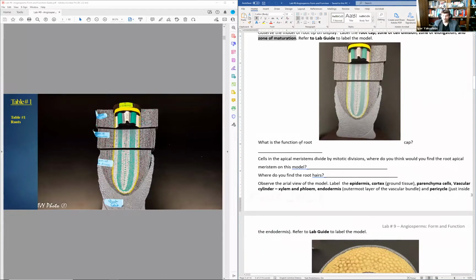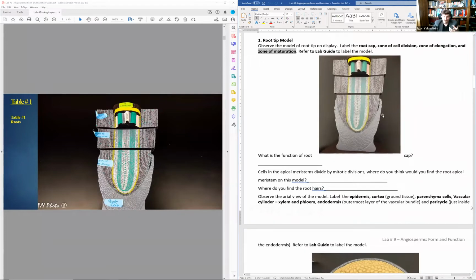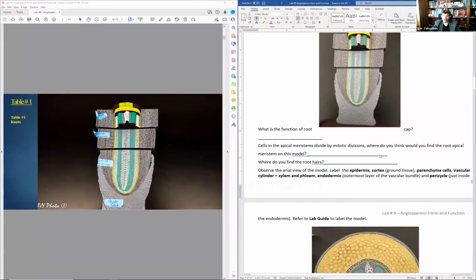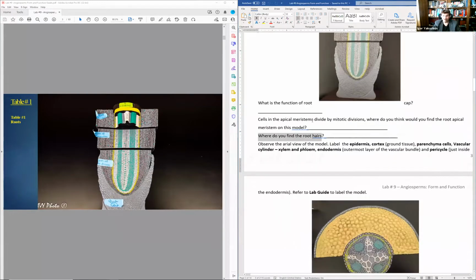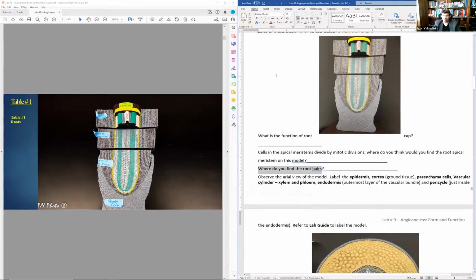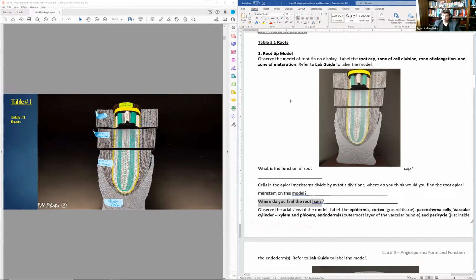What is the function of the root cap? Protection of the apical meristem or root meristem. Where do you find cells in the apical meristem divided by a mitotic division? Where would we find the apical meristem? At the very tip of the living root, so to speak, because those cells are kind of dying off. Where do you find the root hairs? The root hairs will be found in the zone of maturation.